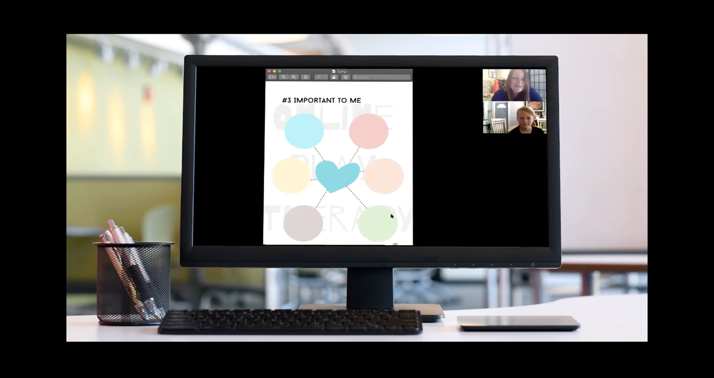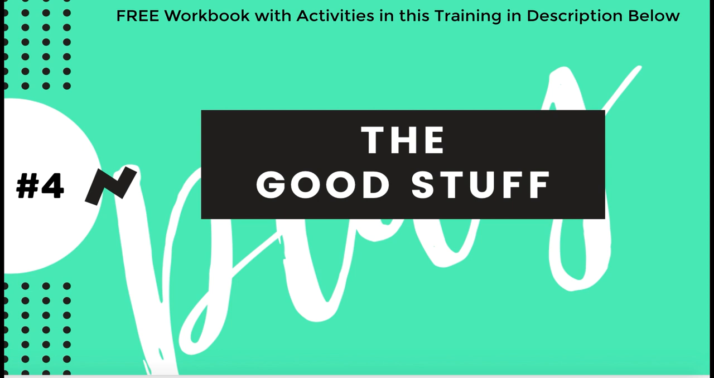So this right here, imagine that you're right in the middle in this heart, and then all the people or pets or activities or anything that comes up that's important to you are in these. What would be in this blue one right here? Something, someone that is important to you. My family.